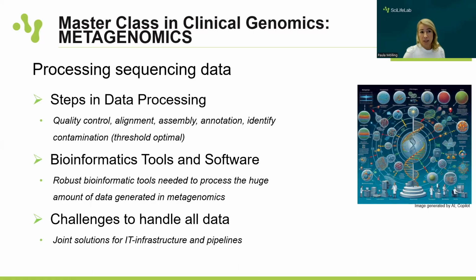For processing the sequencing data, there are a lot of steps, like the quality control, alignment, assembly, where you have to put all the small reads together, annotation, and identification. For this, it's really optimal if you could set some kind of threshold. And there are a lot of free bioinformatic tools and software out there, but for metagenomics, you really need robust bioinformatic tools to process the huge amount of data generated. All those steps you will hear more about in the next session.